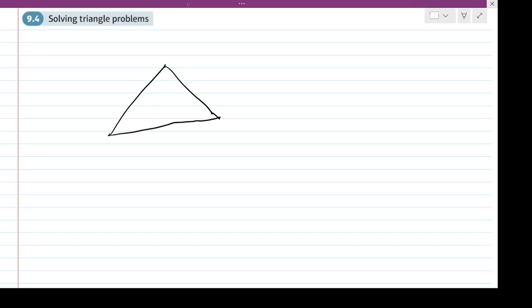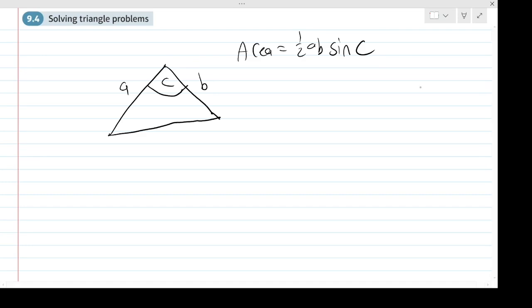So firstly, if we call these two sides a and b, and then we have this angle capital C, then firstly we can say the area of a triangle, when we're given two sides and an angle in between them, like in this case, is a half ab sine of C. And so that's the area.